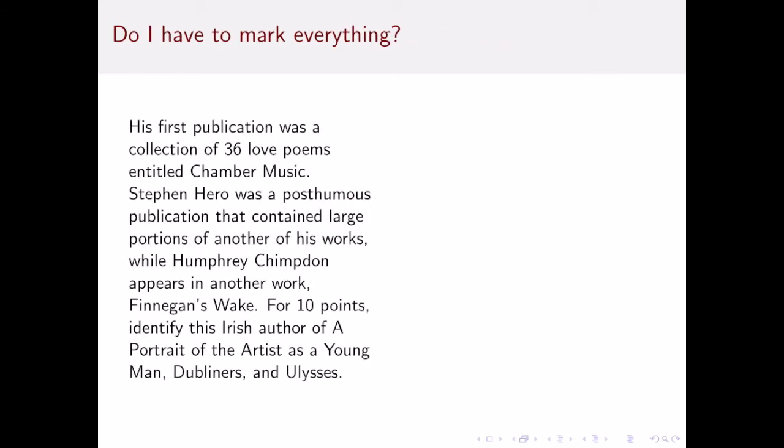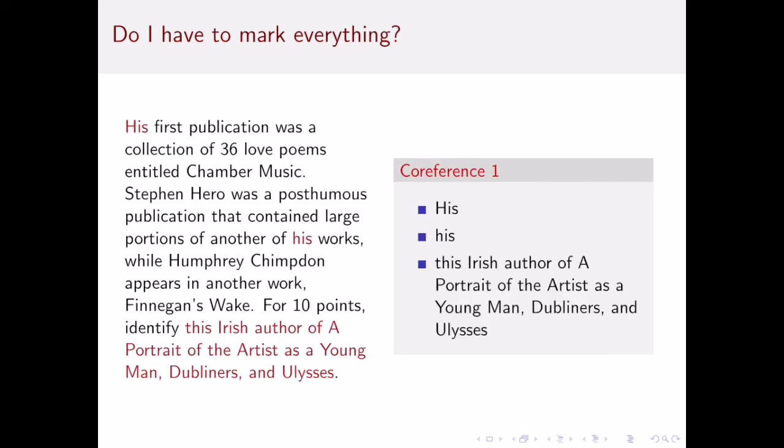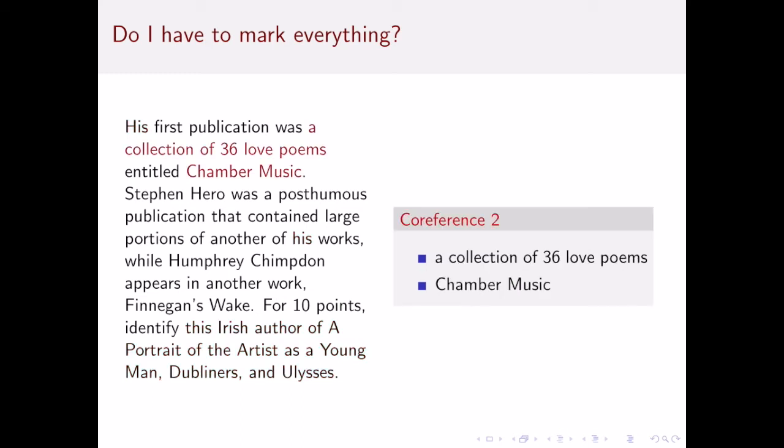Now let's go through a complete example and consider all of the annotations you should provide for a simple question. The first coreference group is always the answer of the question, mentioned in 3 places here, referring to James Joyce. The second coreference group is the work Chamber Music, which is also referred to as a collection of 36 love poems. At this point, it's useful to point out that you don't have to get the order of the coreferences right. All that matters is you group correct coreferences together in one coherent group. So you could swap my coreference group 2 with coreference group 3. That's fine. The only number that matters is coreference group number 1, which should always refer to the answer.